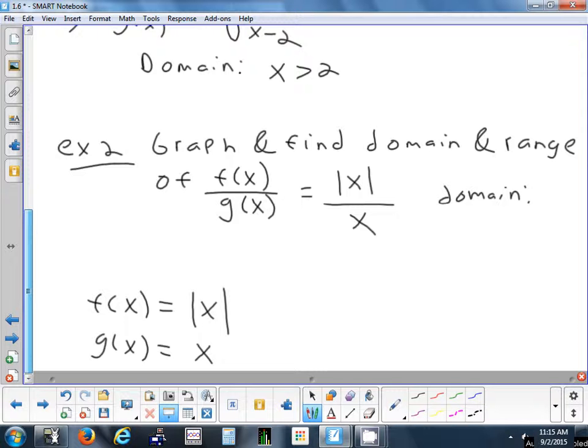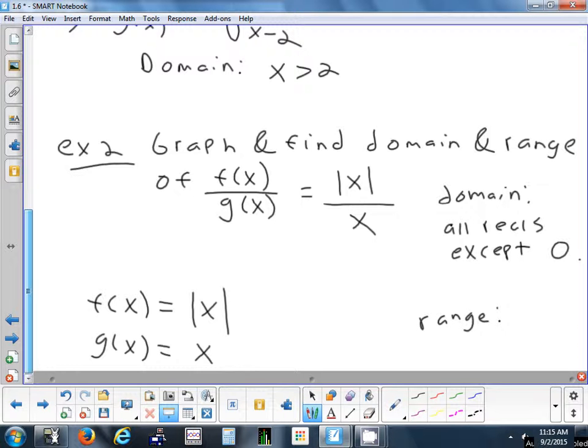Now, if you look at each one separately, absolute value of x, you can take the absolute value of anything you want. What kind of numbers can you substitute in for a variable? Anything you want. It's the fraction bar that causes a problem. So the domain is all reals except 0. And the range.